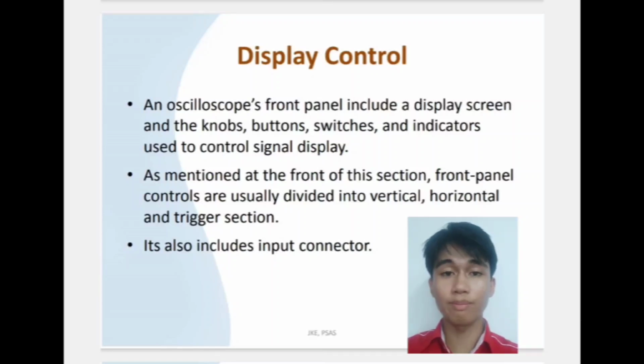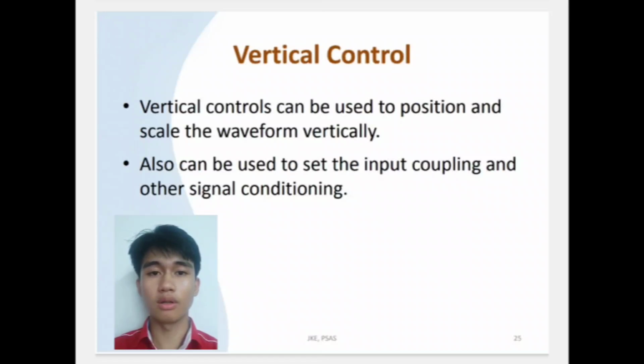An oscilloscope front panel includes a display screen and the knobs, buttons, switches, and indicators used to control the signal display. As mentioned at the front of this section, front panel controls are usually divided into vertical, horizontal, and trigger sections. It also includes input connectors. Vertical control. Vertical controls can be used to position and scale the waveform vertically. They can also be used to set the input coupling and other signal conditioning.